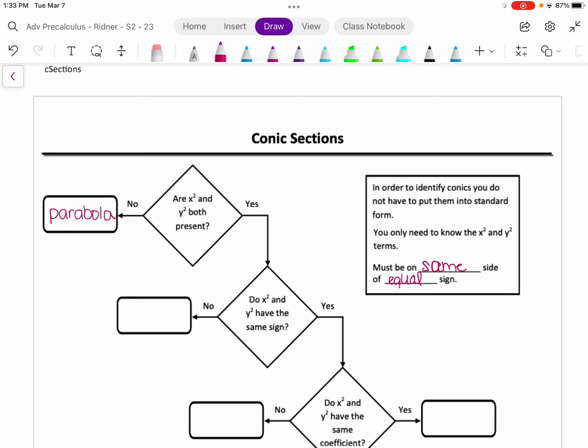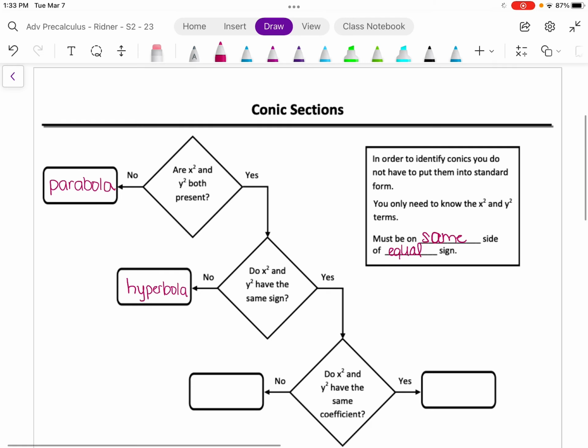If both x squared and y squared are present, but one of them is positive and one of them is negative, you automatically know you have a hyperbola, spelled hyperbola, but it is said hyperbola.